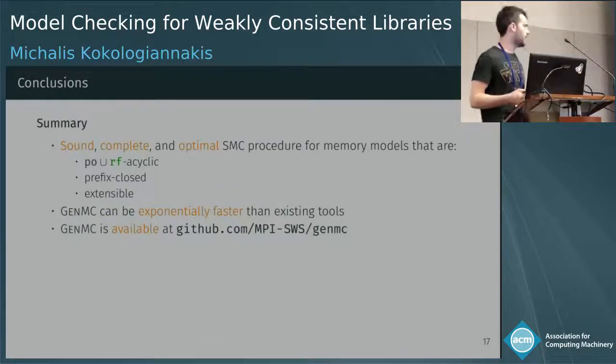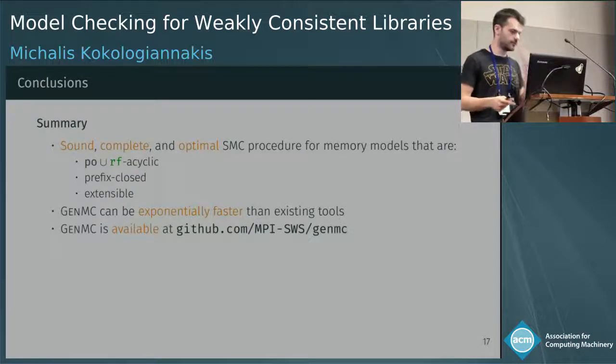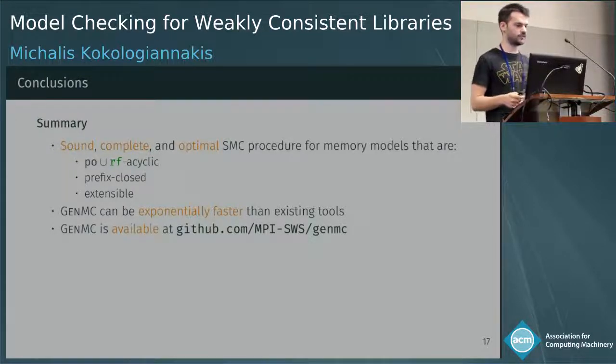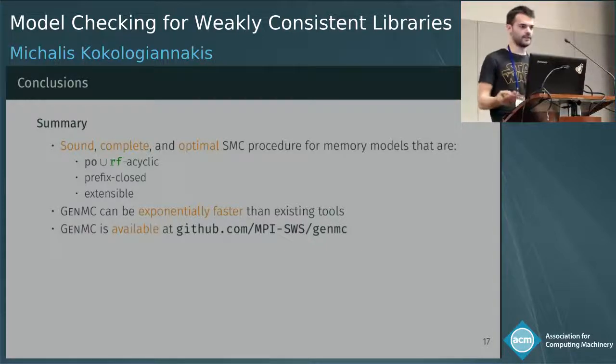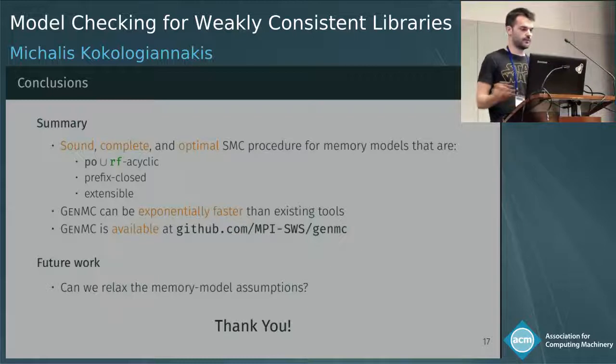To conclude, I've presented a sound, complete, and optimal stateless model checking procedure for memory models that satisfy a few basic assumptions. We've shown that GenMC can be exponentially faster than existing tools since it explores exponentially fewer executions in a lot of cases. And we've also made GenMC available on GitHub, and we would very much like bug reports or feedback on it. Now, as future work, we would like to see if we can further relax the assumptions that we have in the memory model. Thank you.